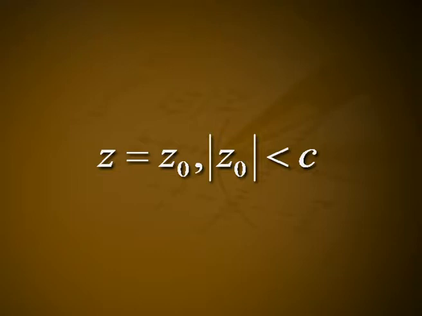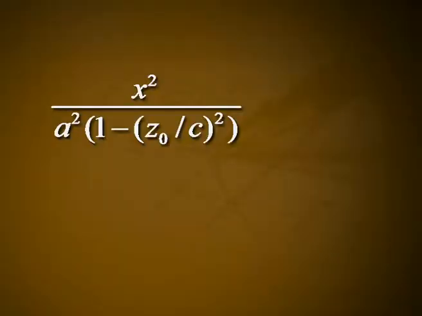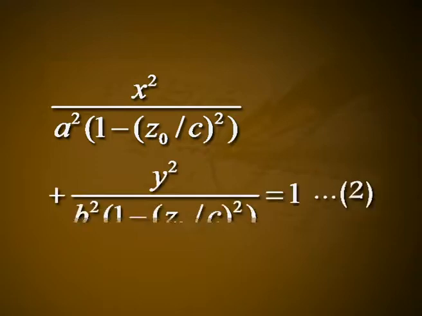The section cut from the surface by the plane z = z₀, |z₀| < c, is the ellipse x²/(a²(1 − z₀²/c²)) + y²/(b²(1 − z₀²/c²)) = 1.